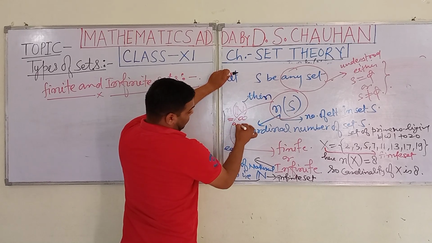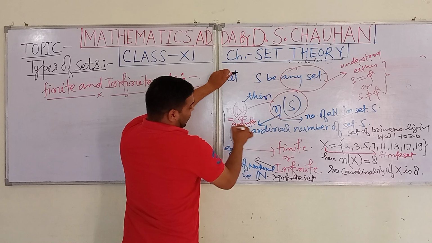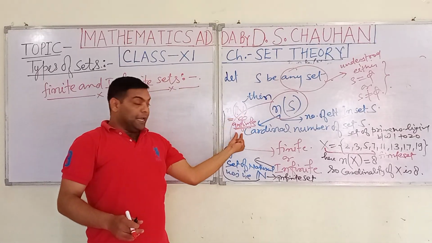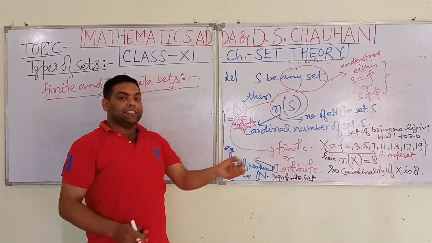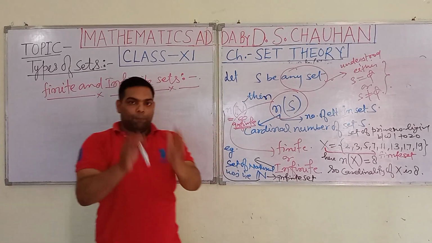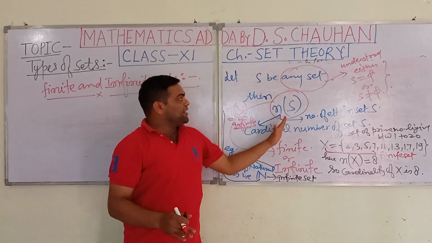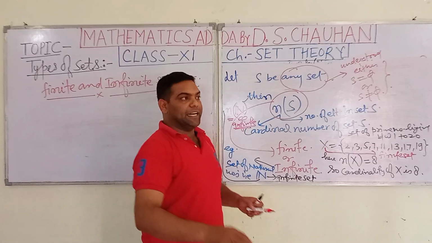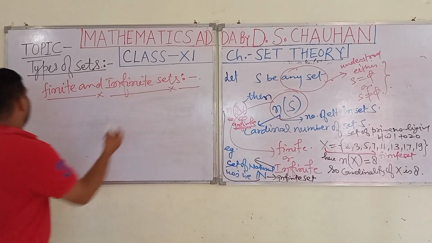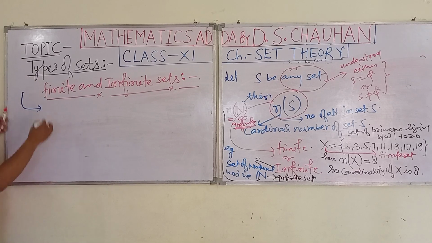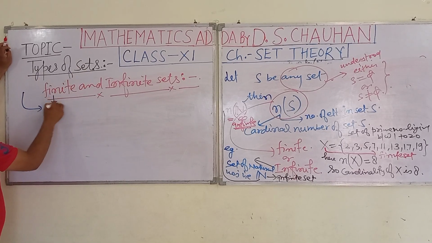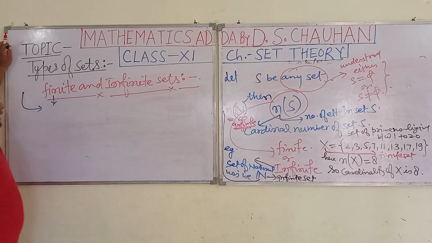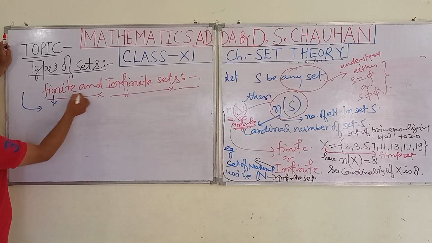So what will be the cardinality of set N? How will we write it, students? See, cardinality is the number of elements in set N, that is, natural numbers. It will be infinite. So the cardinality of set N will be infinite, which is written by this symbol. Well, students, I hope it is clear to you what finite sets and infinite sets are.